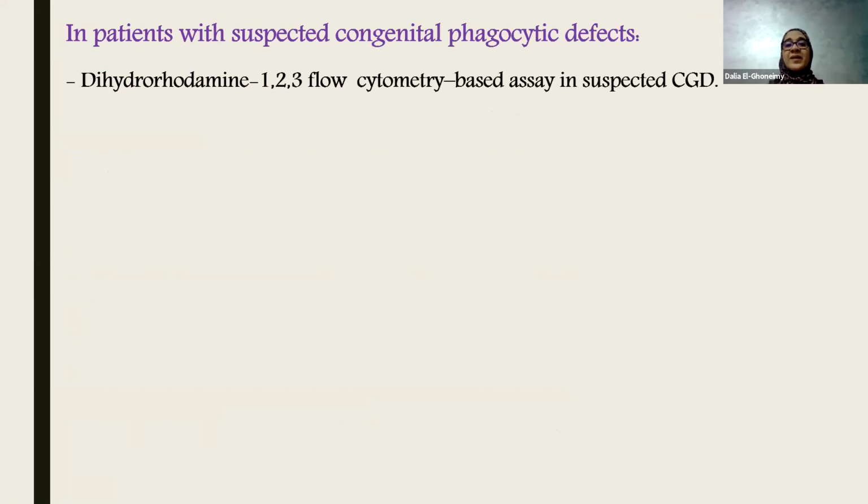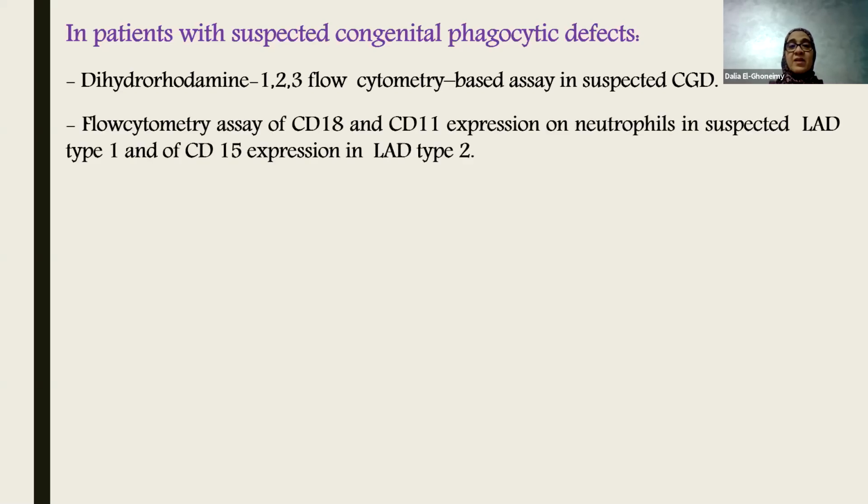In patients with suspected congenital phagocytic defects, we do the dihydrorhodamine flow cytometric assay, with high sensitivity and specificity in patients with suspected CGD, chronic granulomatous disease. For a patient with leukocyte adhesion deficiency type 1, meaning I have a patient with serious infection, poor wound healing, gingivitis, periodontitis, we ask for CD18 and CD11 expression on neutrophils.